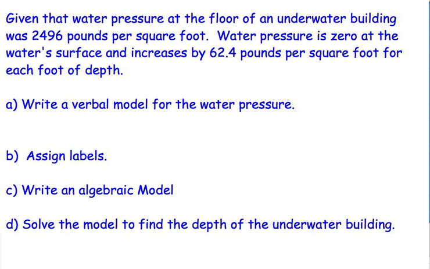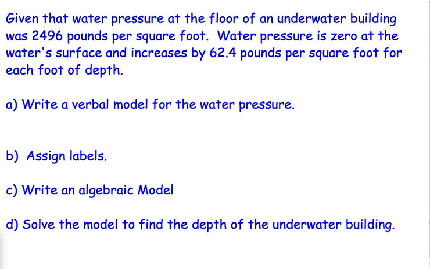So in the next part, given the water pressure at the floor of an underwater building was 2,496 pounds per square foot, and the water pressure is 0 at the water surface and increases by 62.4 pounds per square foot for each foot of depth. We want to write a variable model, then assign the labels, write an algebraic model, and then solve the model to find the depth.